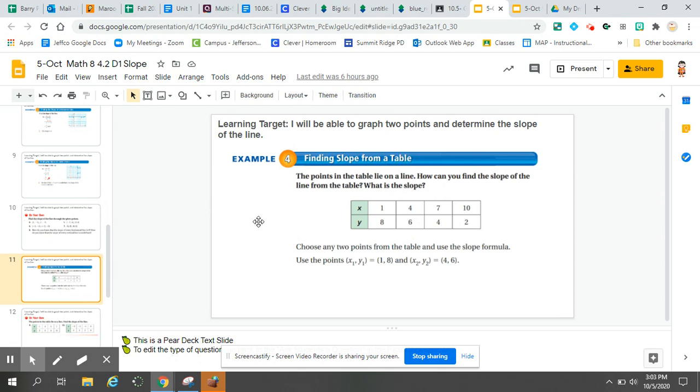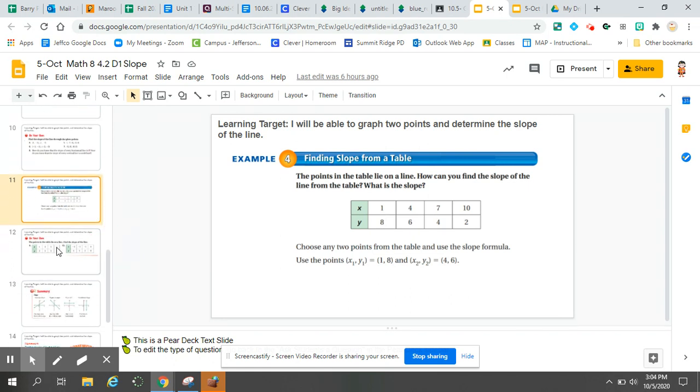And I'm going to take you from 2 points, and I'm going to take you to a table. This table has, in fact, 4 coordinate points. It has 1, 8, 4, 6, 7, 4, and 10, 2. Remember that x comes before y. Here's an example how x comes before y on any coordinate point. Take 2 points, make a graph, and then you could find your slope.